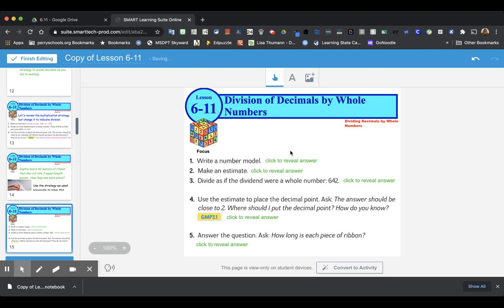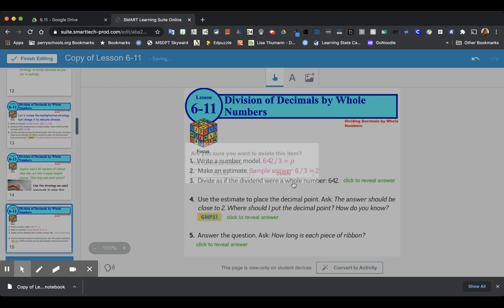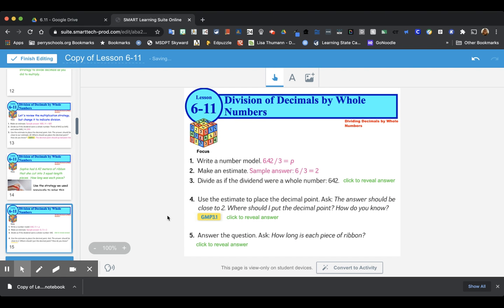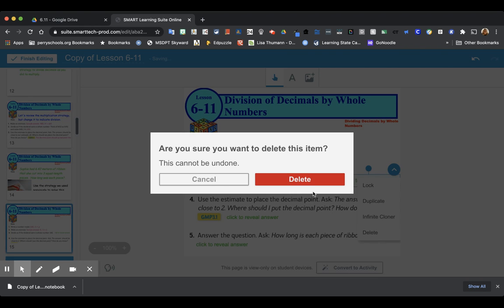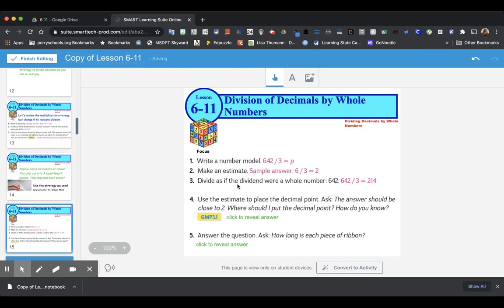So for that one, hopefully you wrote a number model that appeared like this one, 6.42 divided by 3 equals some variable, so P. To make an estimate, a sample estimate for this problem would be 6 divided by 3. That would be the easiest one we could do in our head. 6 divided by 3 is 2. So we know that our final answer should be around 2. Now we're going to ignore that decimal, and we're going to divide as if it was a whole number. So we're going to take 642 divided by 3. And you should get 214.